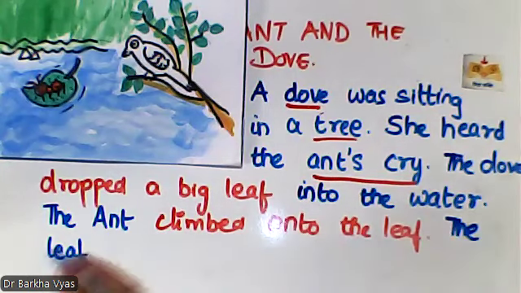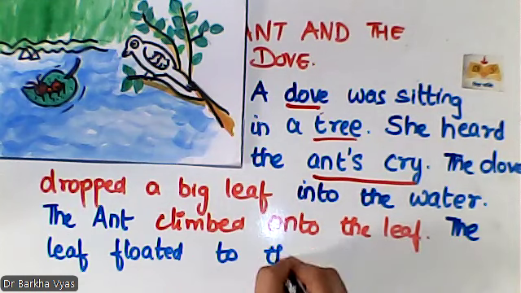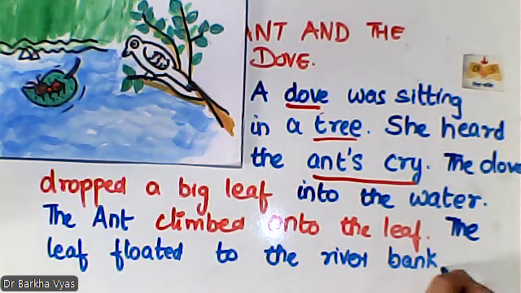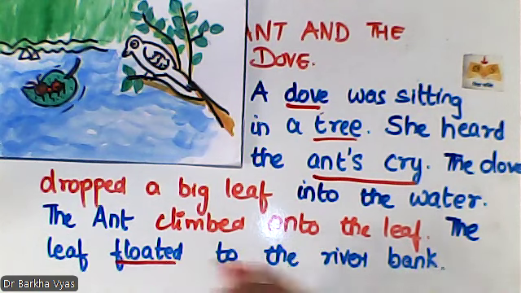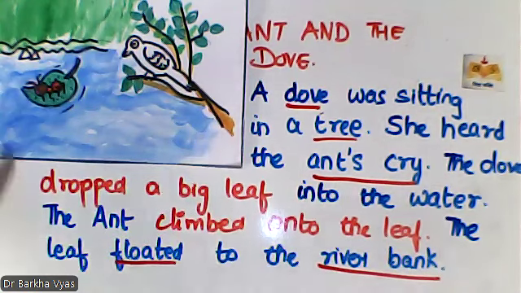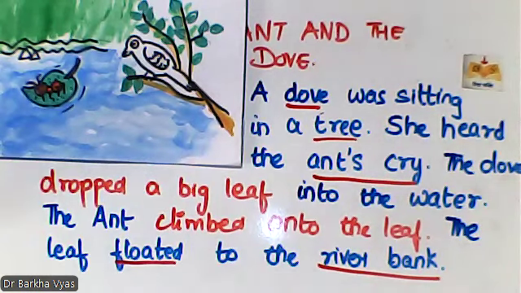The leaf floated to the river bank. The leaf floated to the river bank, माने floated यानी तैरना, to the river bank यानी नदी के तट पर. ओके, नदी के तट पर पहुंच गया. कौन पहुंच गया? लीफ. और लीफ पे कौन बैठा था? Who was sitting on the leaf? The ant was sitting on the leaf.